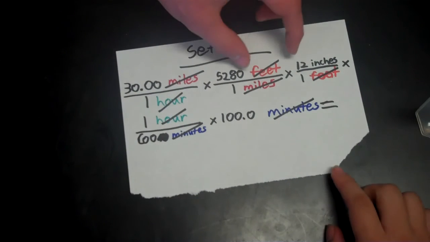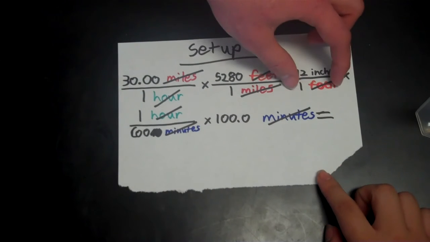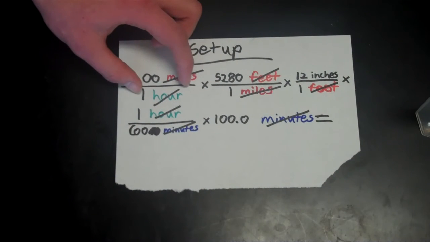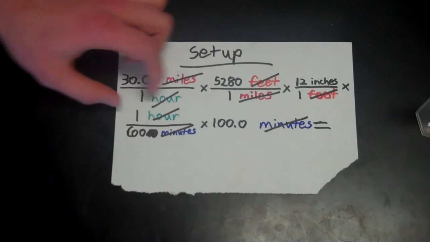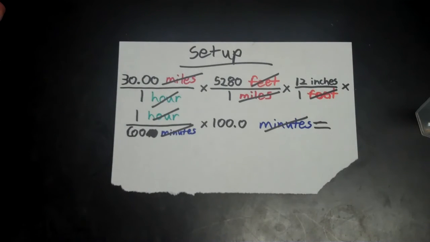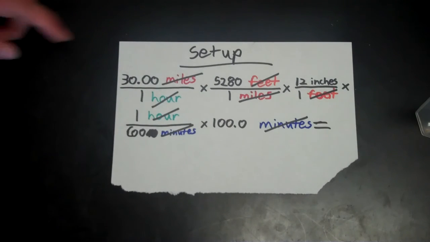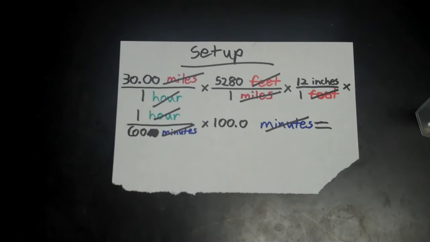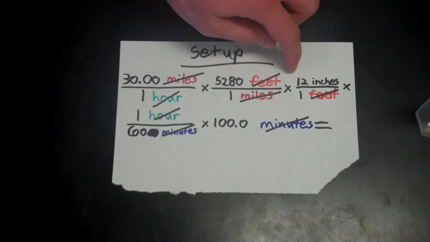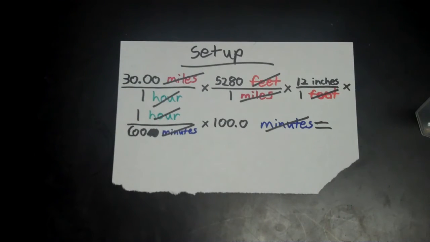In the same way, feet being on top here means that the feet are on bottom here, and the hour being on bottom here means the hour is on top here. That way, the mile over mile will cancel, and you'll be left with 1 by dividing. So you can remove it from your answer. You will note that inches never cancel with anything. This means that we will need to put them in our answer.